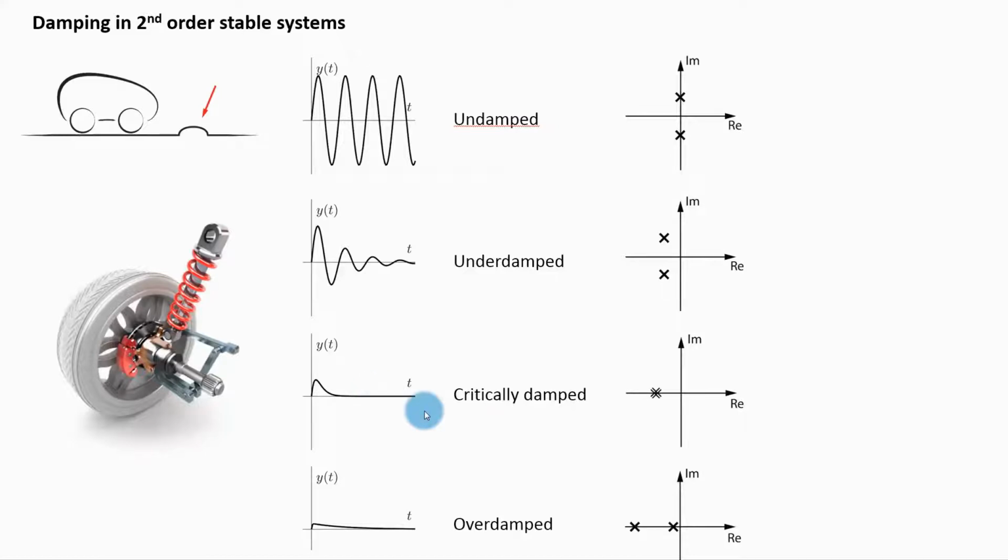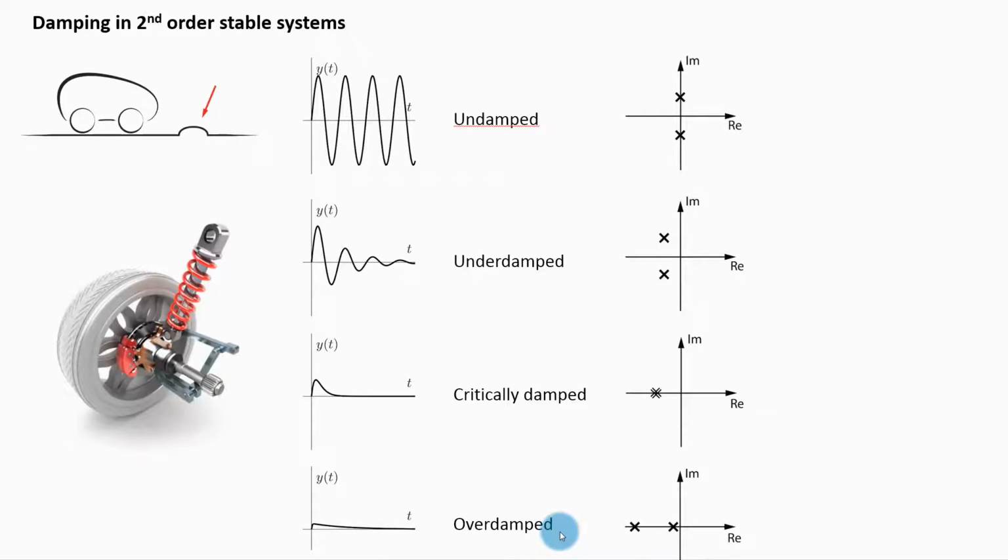The last time I showed you that you can quickly see what type of response you get from the position of the roots of your characteristic equation. Two roots on the imaginary axis correspond to the undamped system. Two complex roots in the left-hand side of the complex plane correspond to the underdamped system. One double root on the left-hand side of the complex plane corresponds to the critically damped system, and two real roots on the left-hand side of the complex plane correspond to the overdamped system.